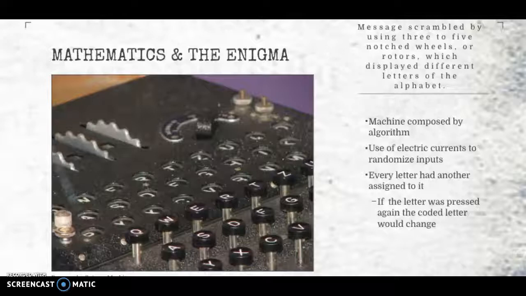So the machine was composed of an algorithm, and it used electronic circuits or currents to randomize the inputs. So every letter had a letter assigned to it. So you'd push a P, and that would actually mean a V. So if that letter, say the P, was pressed again, the coded letter would change. So if you push that letter again, it would actually be a coded letter for a different letter, which just proves the complexity of this awesome machine.